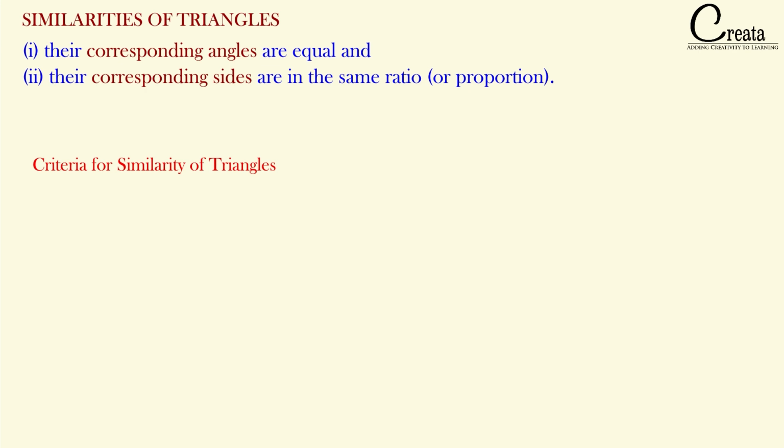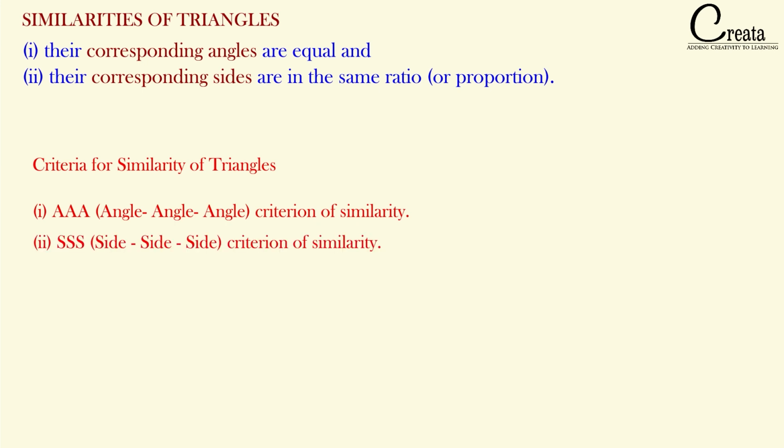The first criteria is AAA, that is angle criteria. Second criteria is SSS, that is side side side criteria. The third is SAS, that is side angle side criteria.